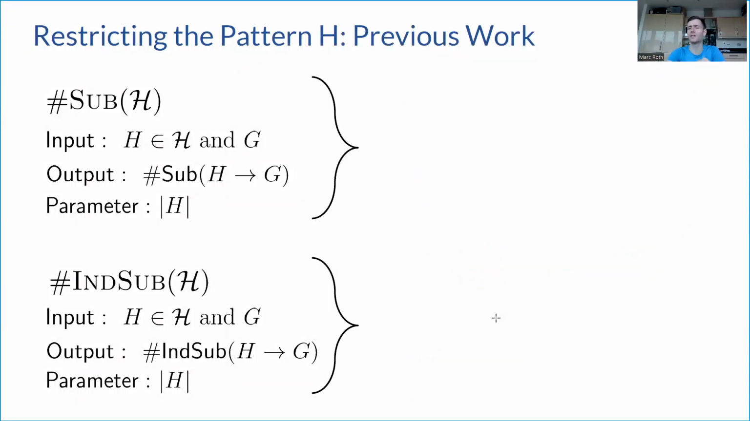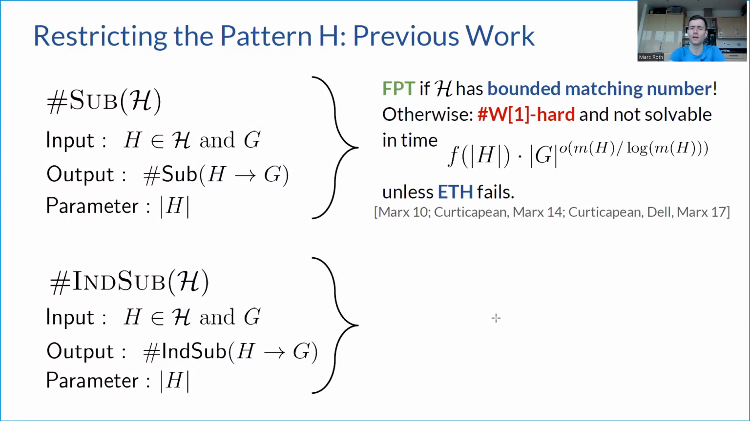In this setting, this question has actually already been answered. A line of research due to Chen, Curticapean, Dell and Marx proved that for the subgraph counting problem, this problem becomes fixed parameter tractable if and only if the class has what is called bounded matching number. Here, the matching number, denoted by M, is just the size of a maximum matching of a graph. And if this is bounded by a constant, then the problem is FPT, and otherwise it's hard.